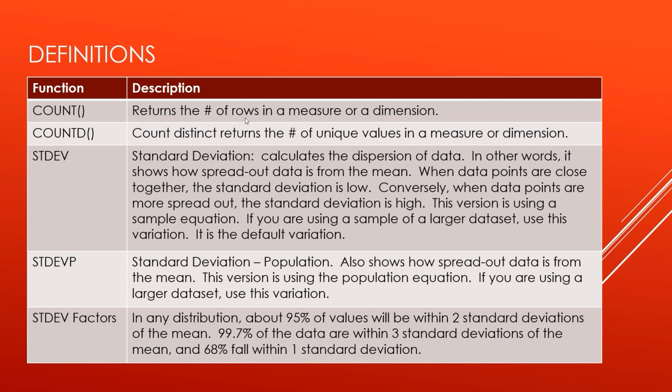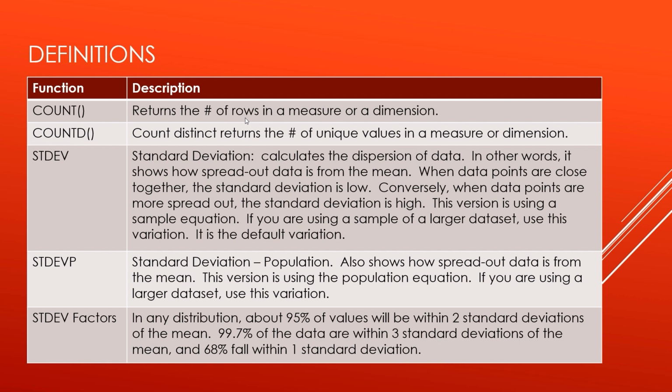So count returns the number of rows in a measure or a dimension. Count D, which stands for distinct, returns the number of unique values in a measure or dimension. And then you have two variations of standard deviation in Tableau. So you have standard deviation calculates the dispersion of data. In other words, it shows how spread out data is from the mean. When data points are close together, the standard deviation is low. Conversely, when data points are more spread out, the standard deviation is high.